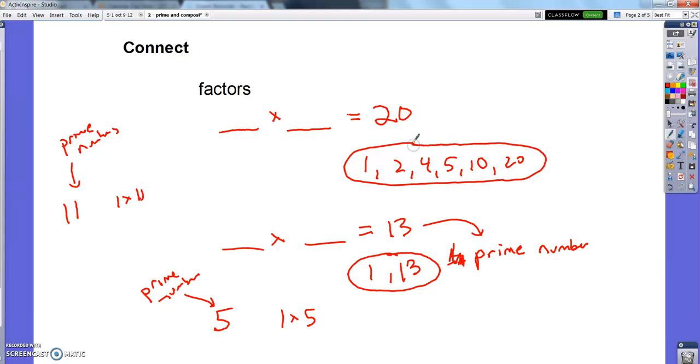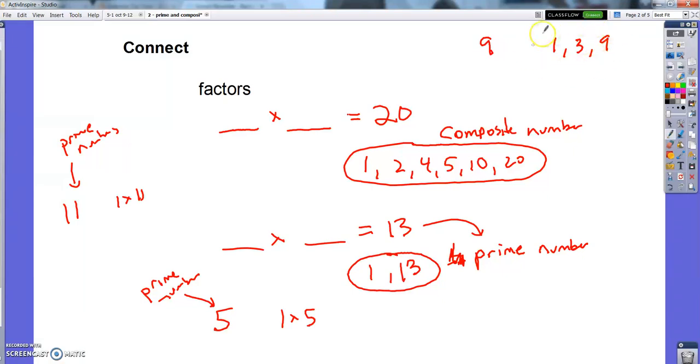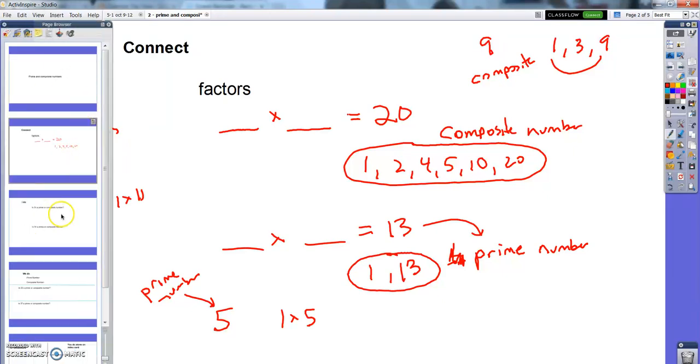It doesn't have to have way more, but 20 is what we call a composite number because it has more factors than 2. Another composite number is 9 because it has 1 times 9, but it also has 3 times 3. So it has more than just 1 and itself. So that's also a composite number. So we'll write that down when we get to the we do.